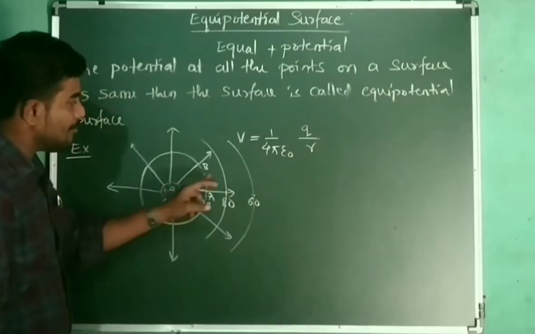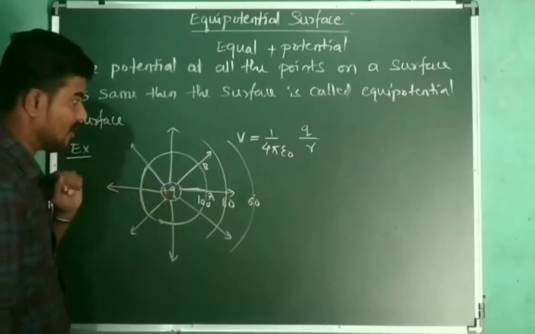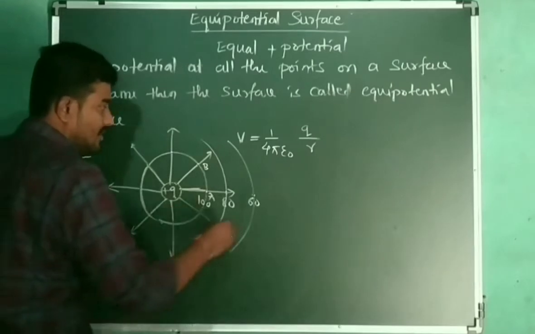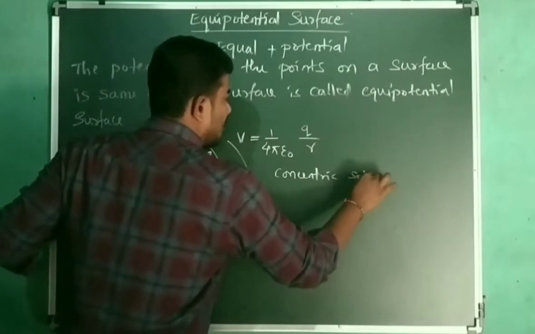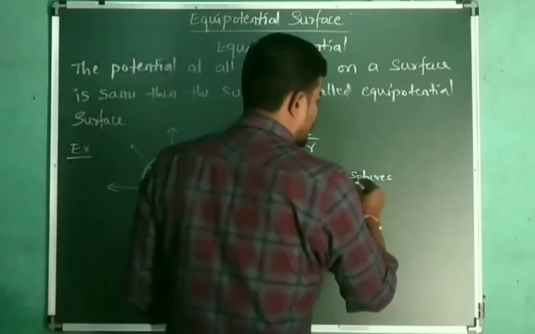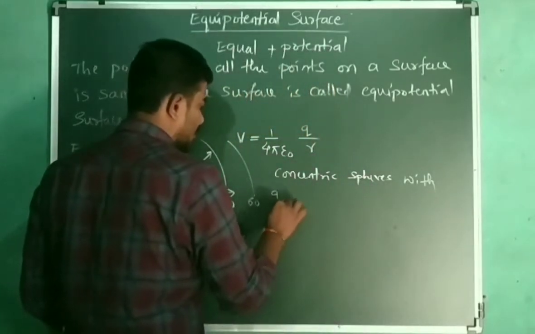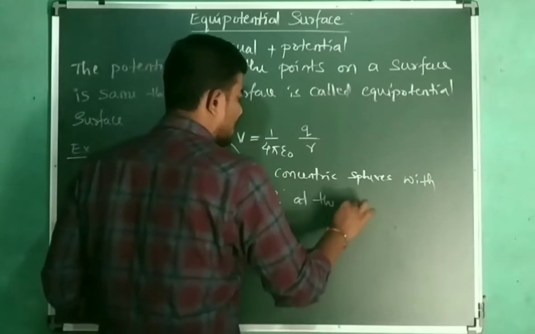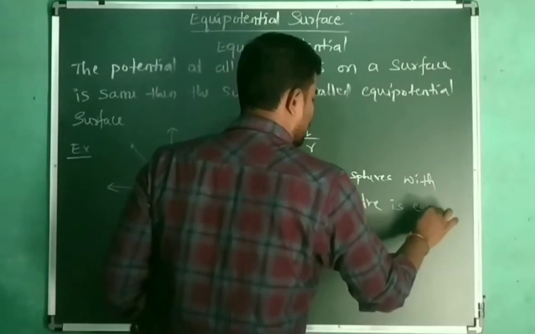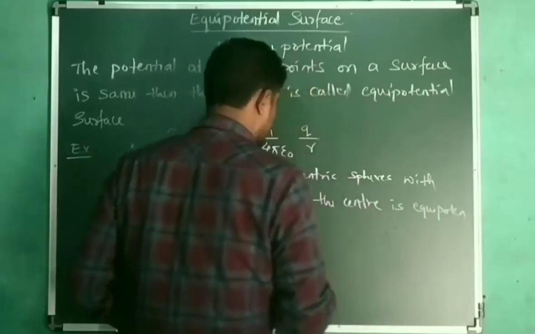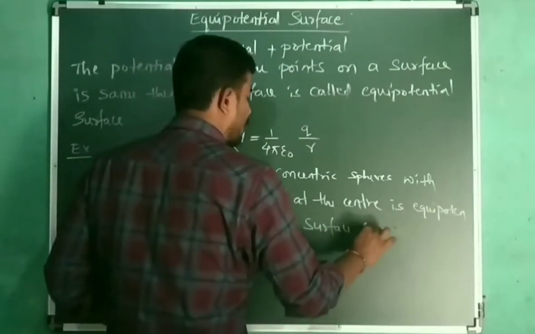So these are the equipotentials for the source charge, I mean the point charge. What is the shape actually? These are concentric spheres. Concentric spheres with Q at the center are the equipotential surface for a point charge.